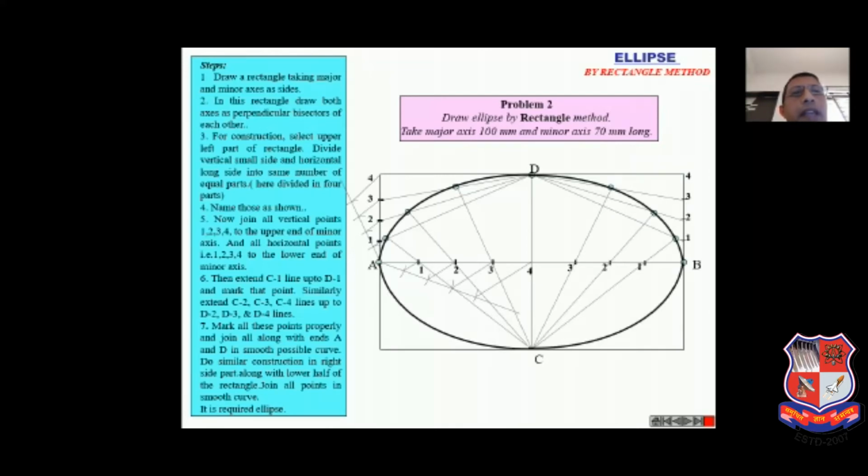Then extend the C1 line up to D1 and mark that point. Similarly, we extend the C2, C3, C4 lines up to D2, D3 and D4 lines. Mark all these points properly and join all along with ends A and D in a smooth possible curve. Do a similar construction in the right side part along with the lower half of the rectangle. Join all points, then we can generate the ellipse by this method, which is known as the rectangle method.